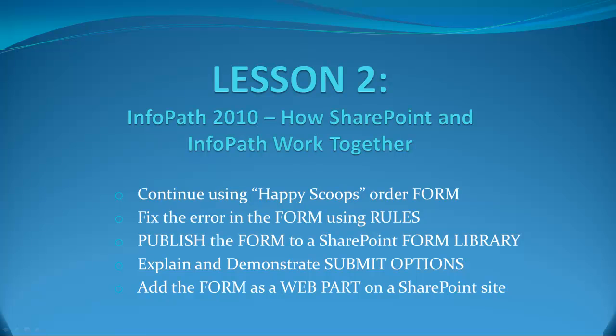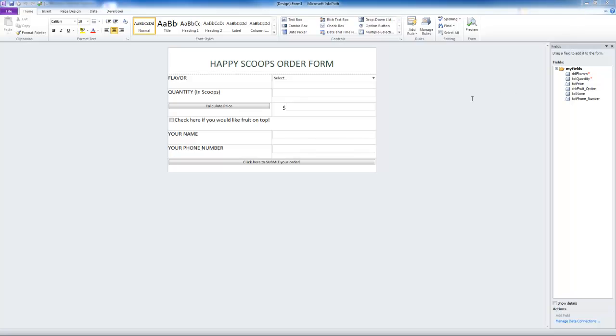So let's start by opening our Happy Scoops order form in InfoPath Designer 2010. First, we have to fix the error that I told you about at the end of the last tutorial. Were you able to see what it was? Great if you did, but don't worry if you didn't. These types of things come with practice. There are actually two errors. The best way to see them is for me to show you.